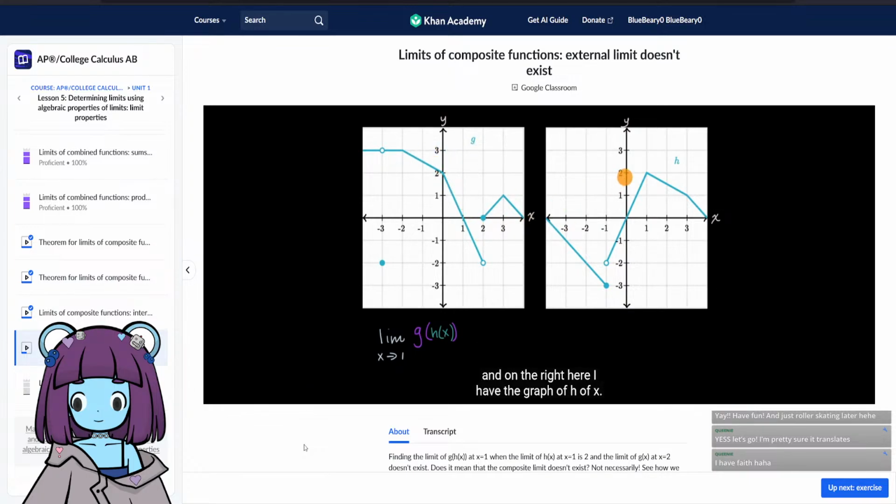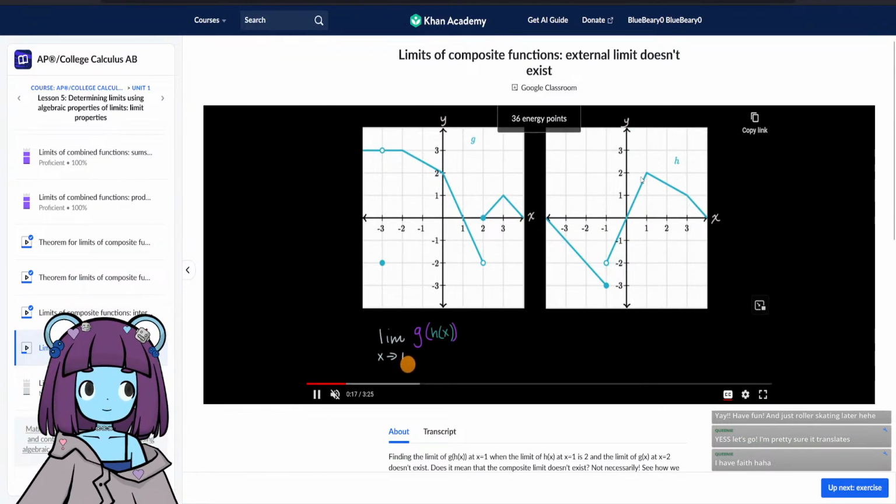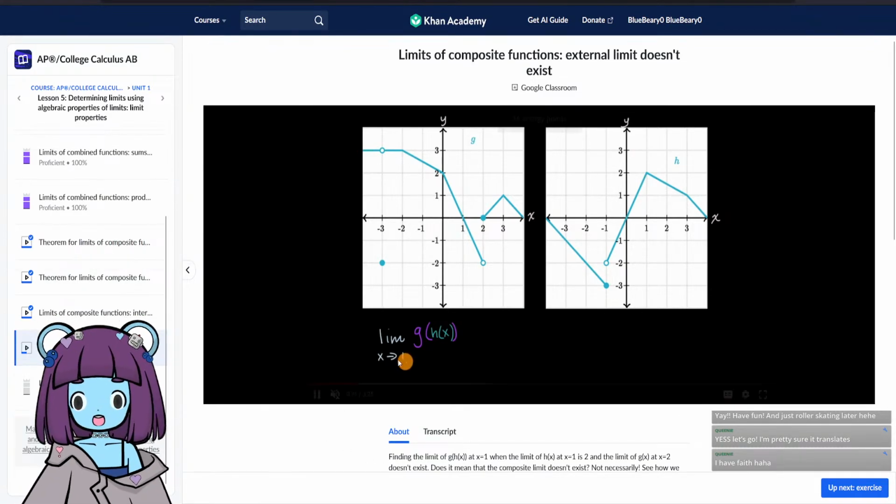Graph of g of x. On the right, I have a graph of h of x. Same type of concept, I assume. Oh no, this one is continuous. I'm not done yet, though. I have one more exercise. Hopefully, I get 100%.